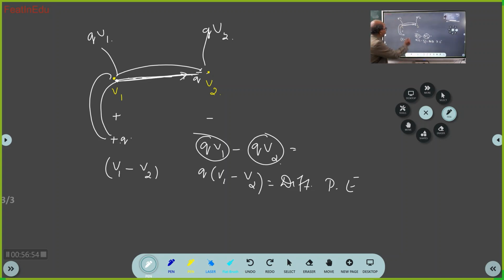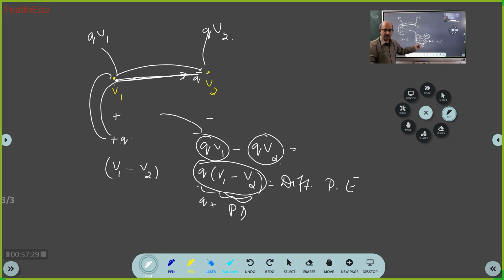So the potential energy at this point and at this point, the potential difference is so and so. Now if I manipulate it, I'll get Q into V2 minus V1. What is V2 minus V1? Potential difference between these two points. And what is Q? Q is the charge that has moved from here to here. So what does this signify? It says that the agency which is moving it from here to here has to expend this much joules of energy.